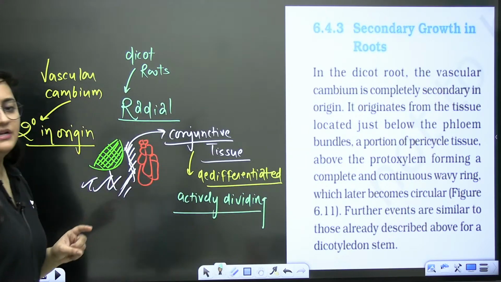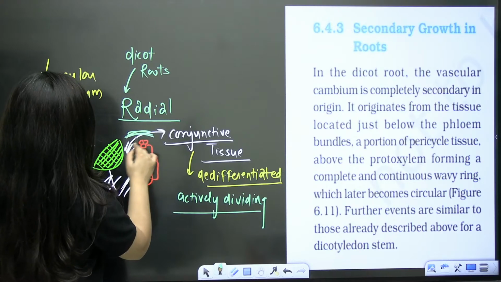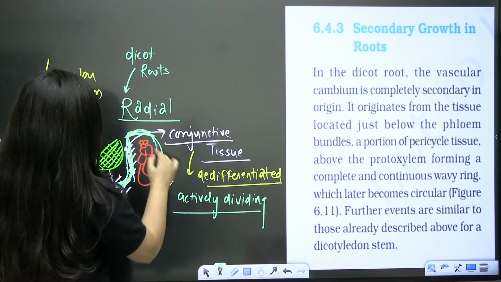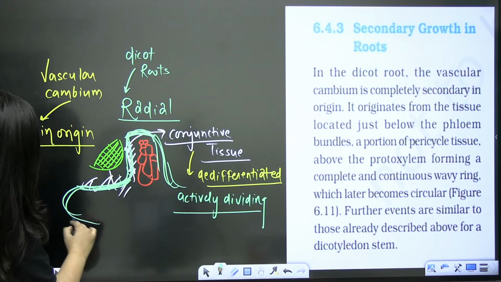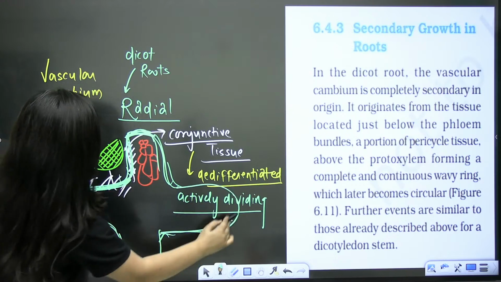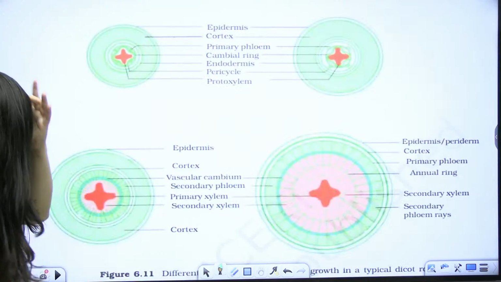They will be de-differentiated, they will become actively dividing, and here even the pericycle cells also become meristematic. So here, what are you going to see? You will see that the vascular cambium that will form is not circular, it's a kind of wavy ring. Let me show you the diagram here.